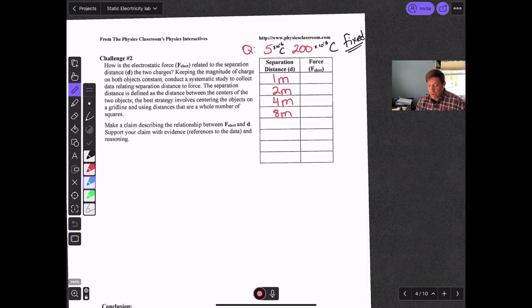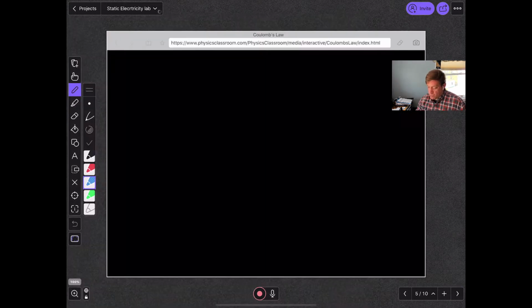So we're going to start with 5 and 200. We already know those charges. And we're going to move them up 1, 2, 4, and 8. Do you notice that pattern is continuously doubling? Double 1 is 2. Double 2 is 4. Double 4 is 8. So maybe you might predict that it's going to cause the force to get bigger, just like it did with Q. And we'll see if that's true.